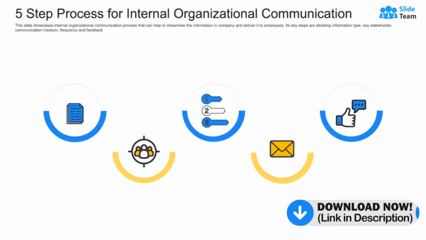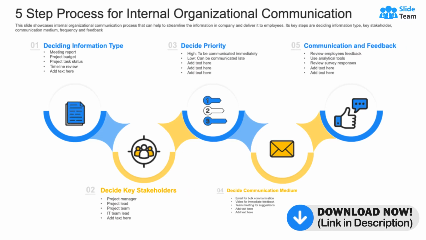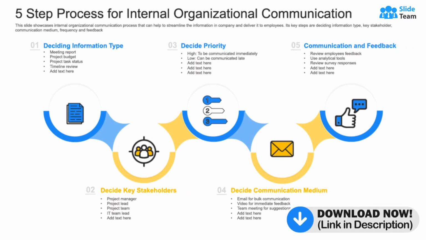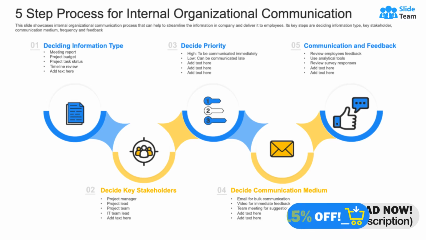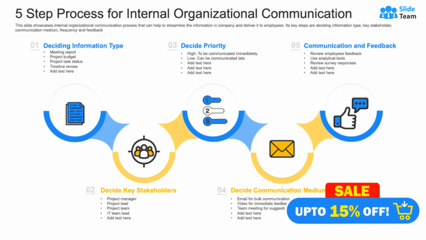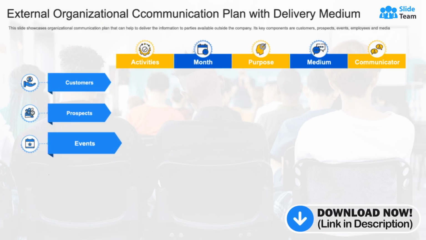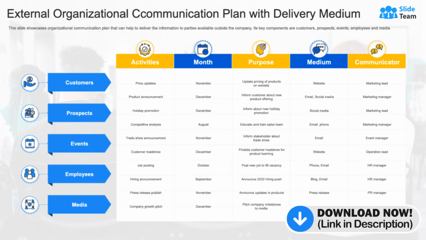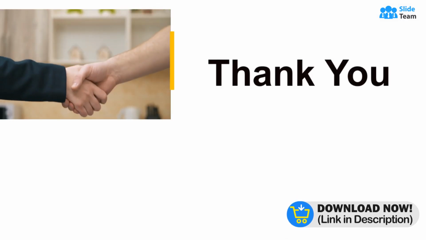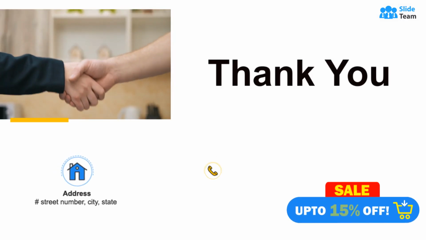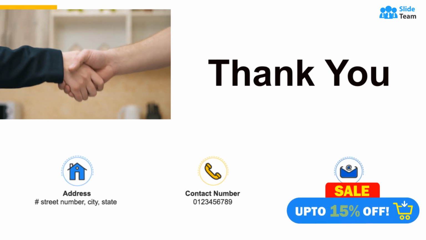This PPT bundle will help you implement better internal business communication through a simple 5-step process that assists you in deciding information type, priority, key stakeholders, and more. These slides also allow you to improve communication with entities outside the business with emphasis on delivery medium and purpose. Download this PPT bundle to ensure smooth and open communication inside and outside the company.